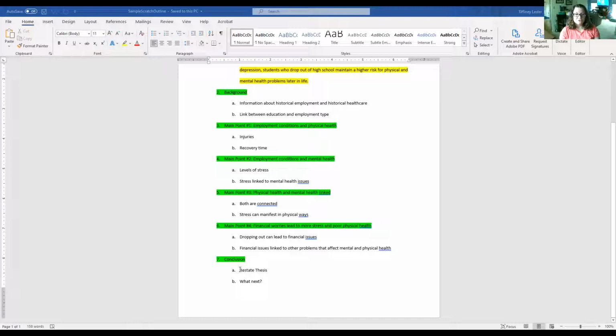What do we need to do in the conclusion? We need to, of course, somehow restate our thesis, refer back to it. And we also want to discuss what next. What should the next steps be for this topic that we're writing about?